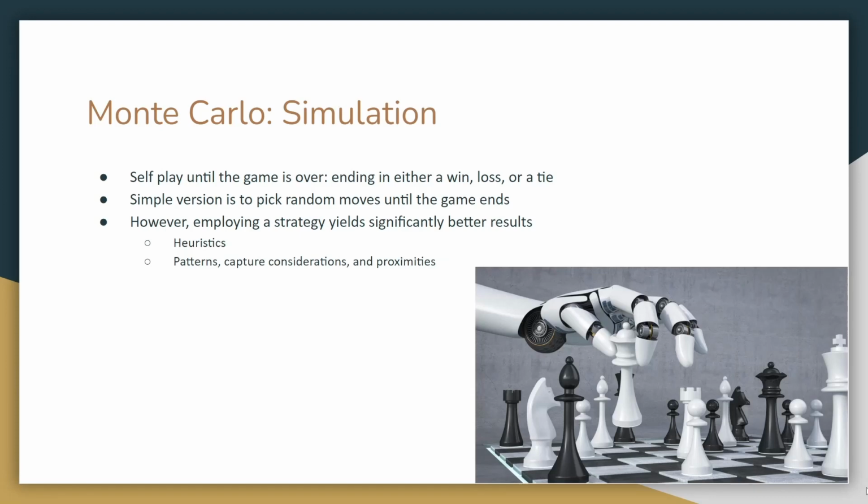And then the simulation round. Once you've reached the end of a node, the algorithm plays a full game to fruition, and it results in either a win, a loss, or a tie, again because of the zero-sum nature of chess.